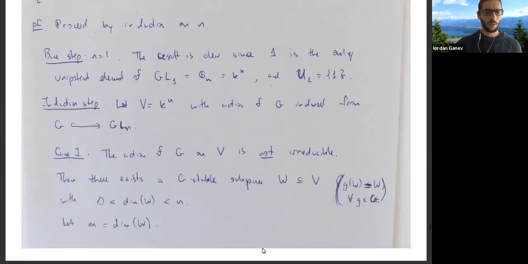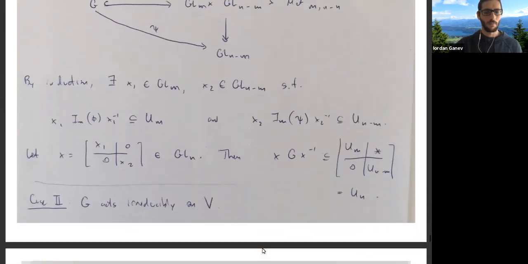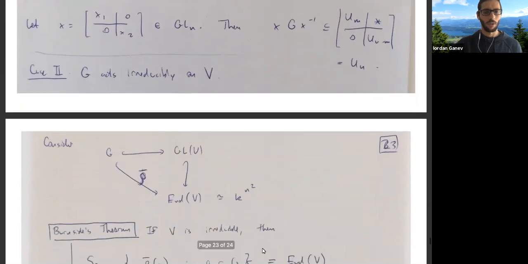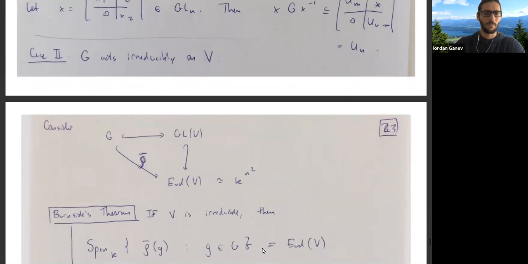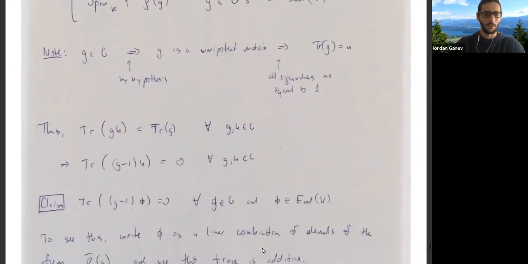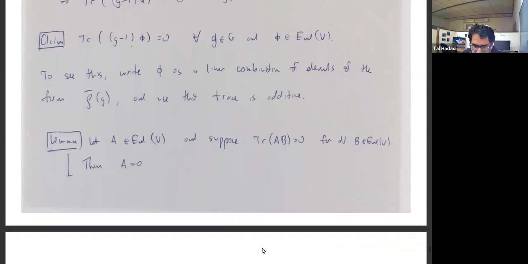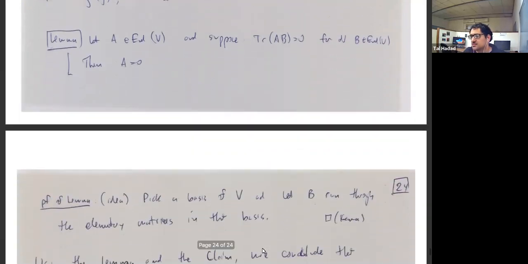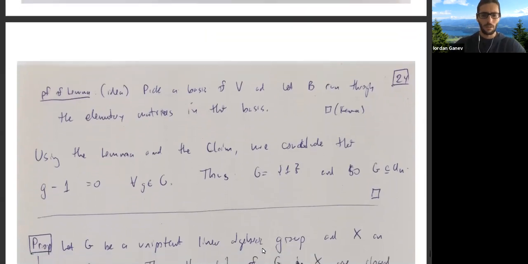But I agree that something feels a bit off with this theorem. If it's a trivial group, then it does not act irreducibly on V. So maybe there's something fishy about this argument. Let me double check it. Did I address your question? Yes, that's all. Let me take another look at this theorem. Maybe I'll have something more to say about it next time. But let's move on for now.